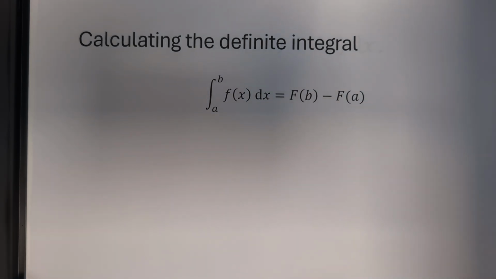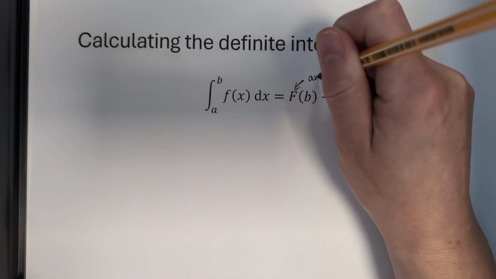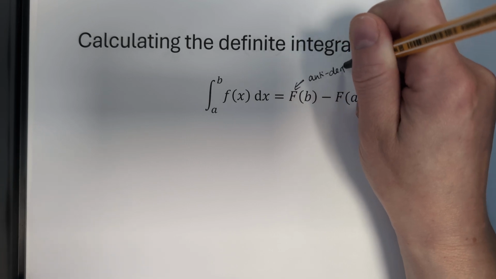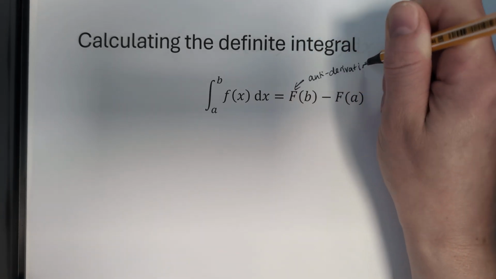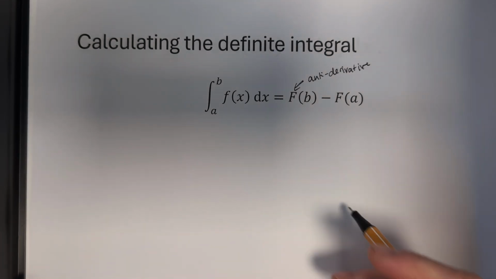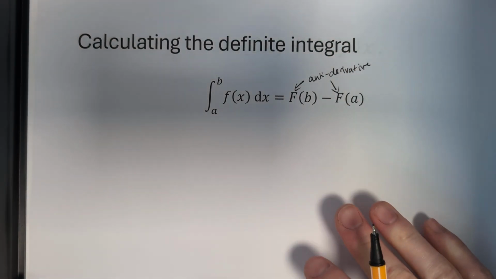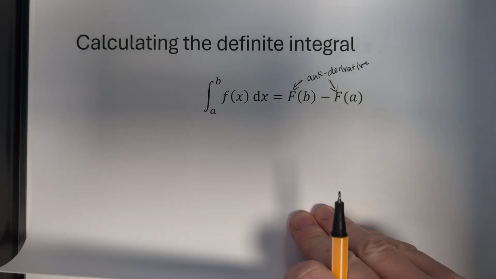It's actually quite easy to calculate. So you have this notation with your boundaries, and all you have to do, this is the antiderivative, which we've been finding. You find the antiderivative of the function inside, and then you substitute in the upper bound and then take away the lower bound. Both of those are the antiderivatives. That's a relatively common notation.